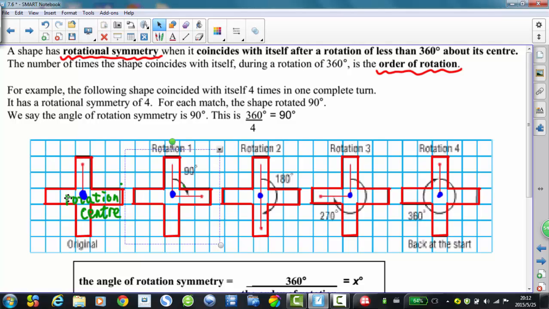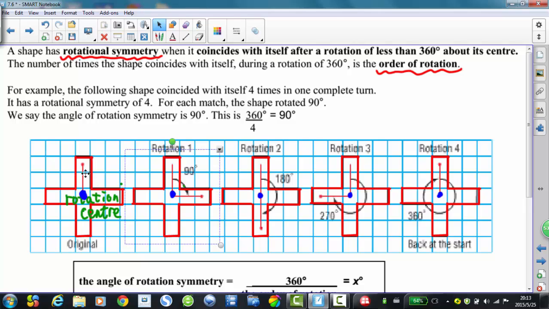Here I have a shape which looks like a cross symbol. This one can coincide with itself 4 times in one complete rotation. So we can say this one has rotational symmetry. You can also see this one has rotational symmetry of order 4. This 4 is the order of rotation. For each match, the shape rotated 90 degrees. We see the angle of rotational symmetry is 90 degrees. This 90 can be obtained from 360 degrees, which is the measure of one rotation, divided by 4. The 4 here is the order of rotation.